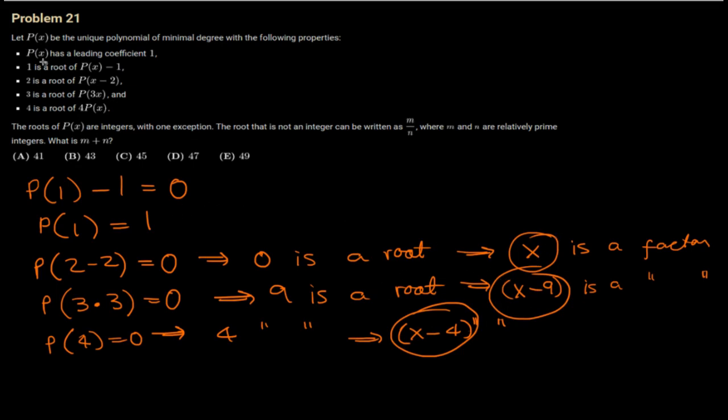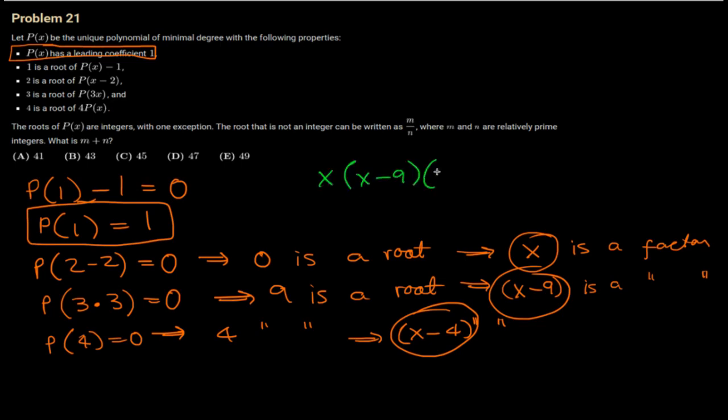What else do we know? We know this thing, p of x has a leading coefficient 1. And we also know this important thing over here. So let's piece this all together. Okay, let's go. So we know that it's going to be x times x minus 9 times x minus 4, right? Now there could be a coefficient in front, but because the leading coefficient is 1, we can't put any number in there. And it's also minimal degree, so we can't put any extra x down there. Basically, we can't add anything to this. We can't put a 5 in front, then the leading coefficient won't be 1. And if we put any other factor, it won't be minimal degree. So this is all we have now.